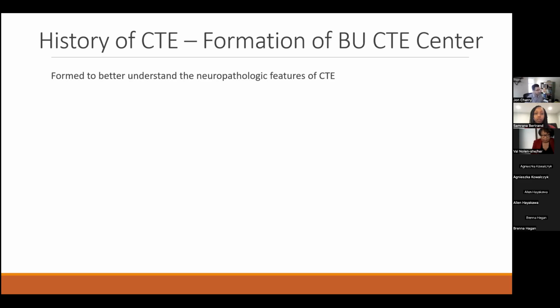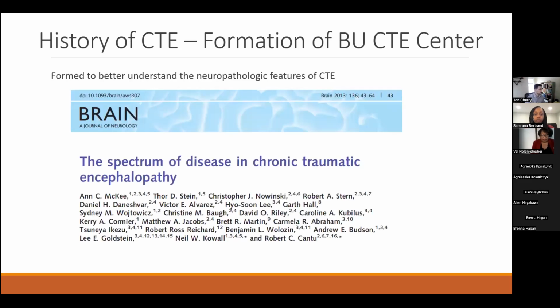And to better study neurodegenerative diseases, you need a large sample size. 5, 10, 15 cases doesn't cut it. So the only way to understand this disease, to get an inkling of what it is, is to amass a very large sample size. And that's what Dr. McKee and her colleagues did. And that came to fruition in 2013, where they published this seminal paper in the field, where they looked at 85 different cases of individuals who have passed away and donated their brain, and they were found to have CTE.